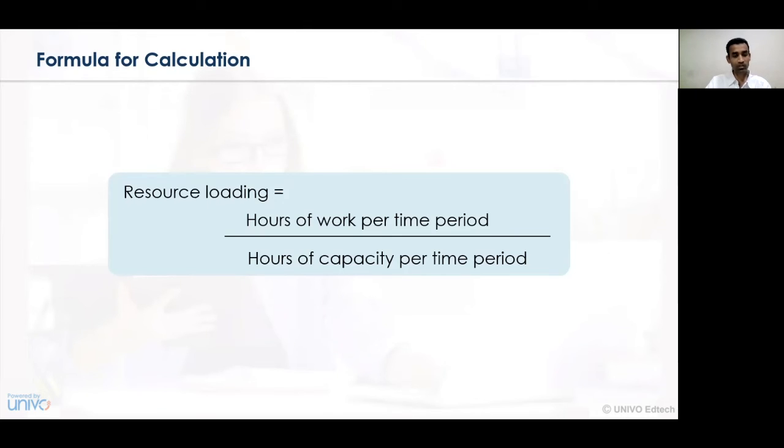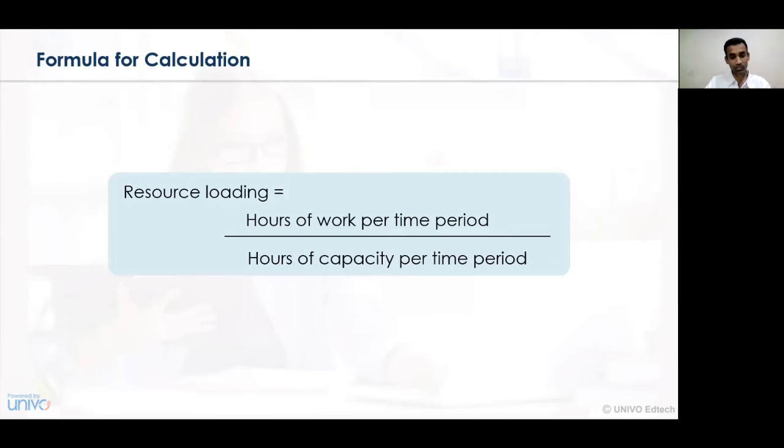Now, let's understand the formula for calculation of resource loading. The formula for resource loading is as shown in the slide. That is, resource loading is equal to number of hours of work per time period divided by the hours of capacity per time period. So whatever number of hours have been undertaken for a certain work in a specified time period, the total of all those working hours is to be taken, and accordingly it has to be divided by the hours of capacity.